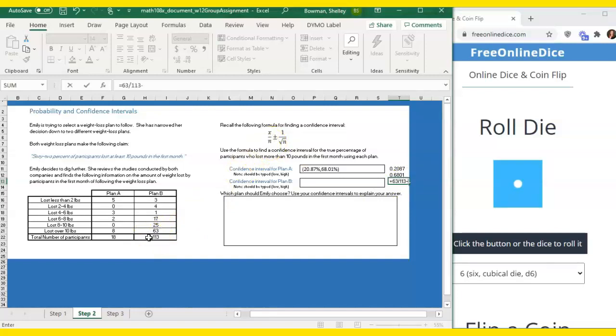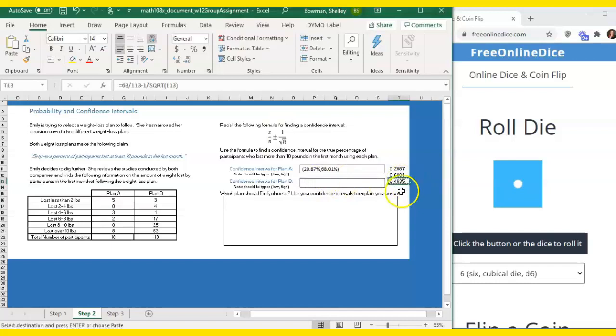Subtract for the lower part of the confidence interval, the lower side. And then 1 divided by the square root, SQRT, open the parenthesis. And again, I'm just going to type in 113 because that's our n, just so that I can copy and paste. Okay, so now I have my lower limit to my confidence interval here.